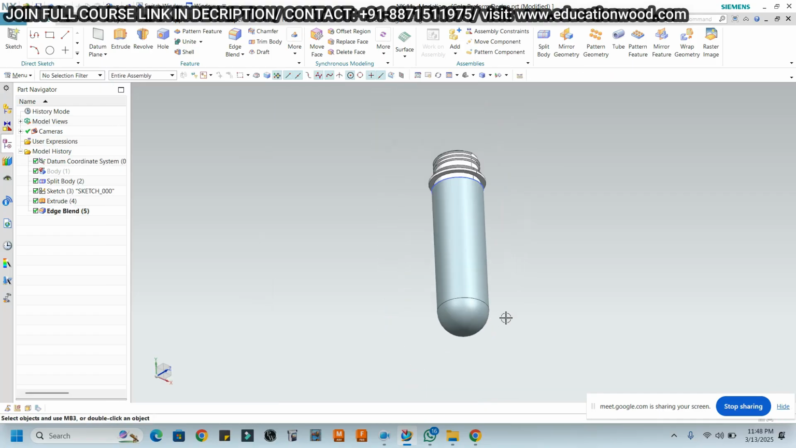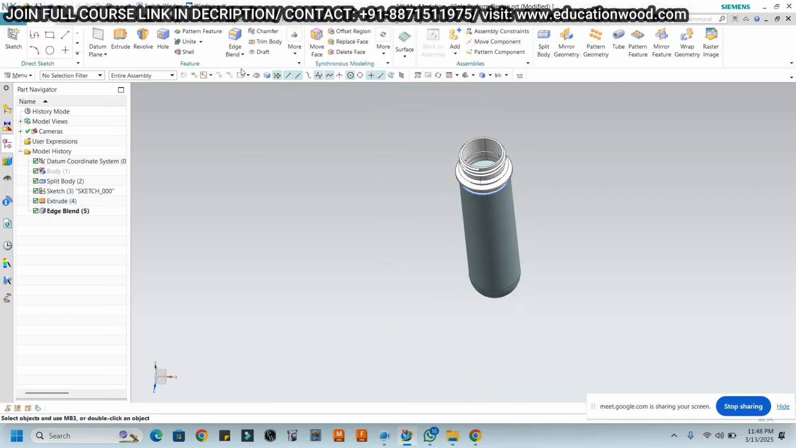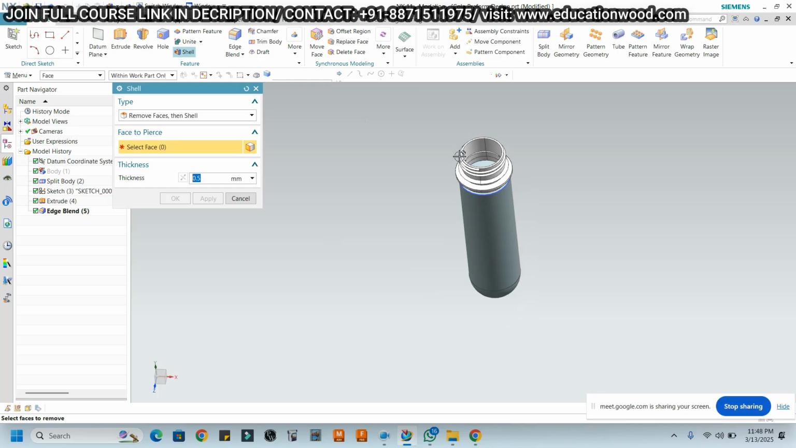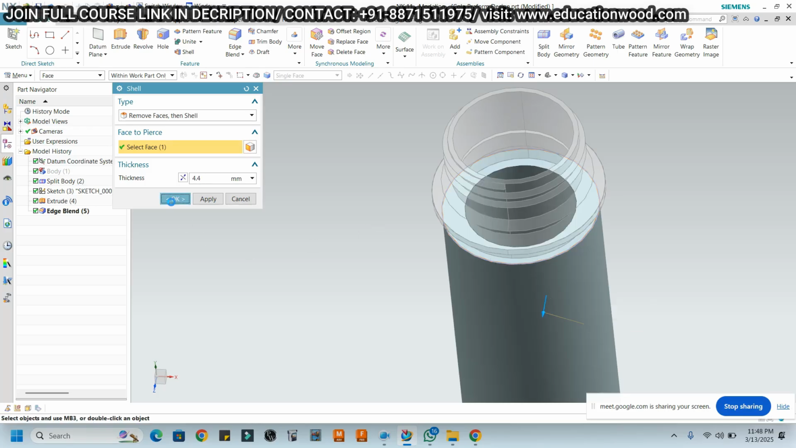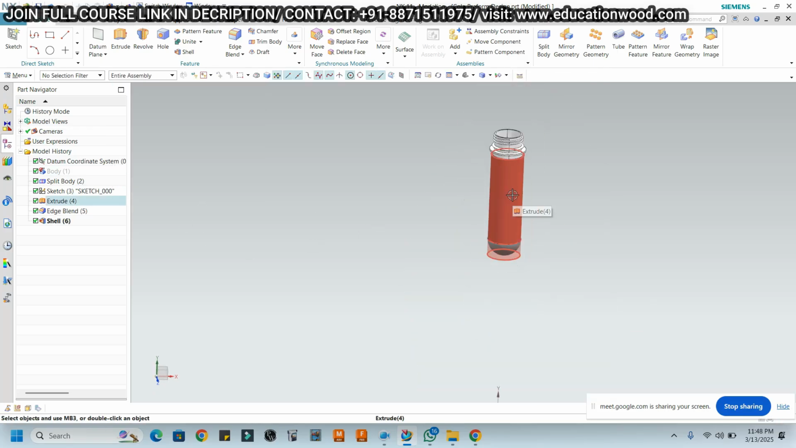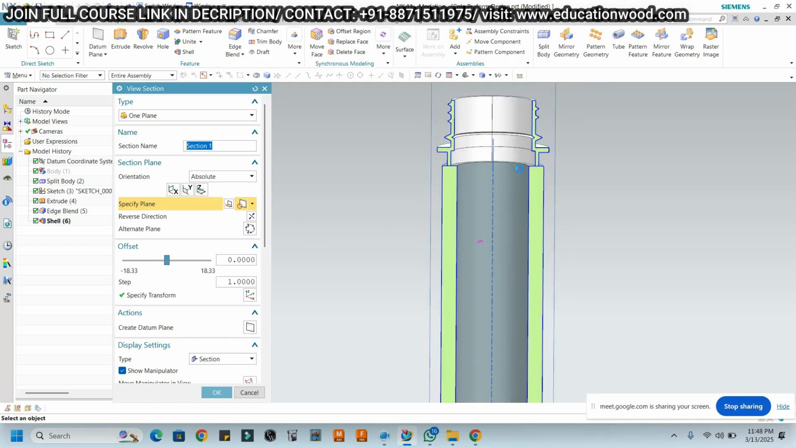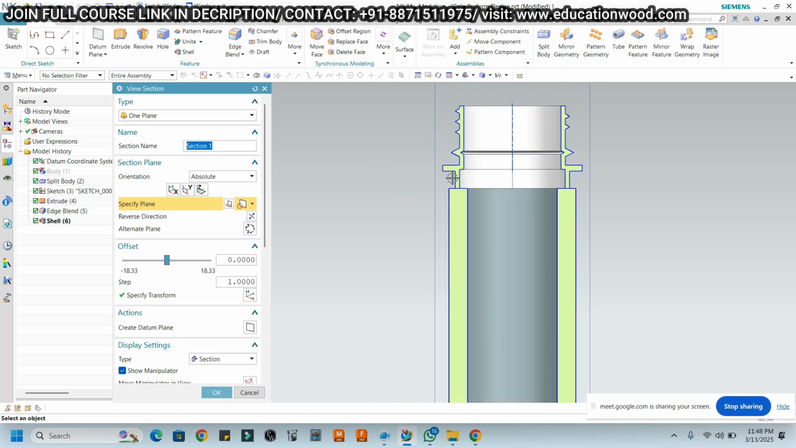It will create a complete circle, right? So 45 by 2. And here thickness, which is nothing but 4.5. Okay. So this is the preform which we have created for the bottle.